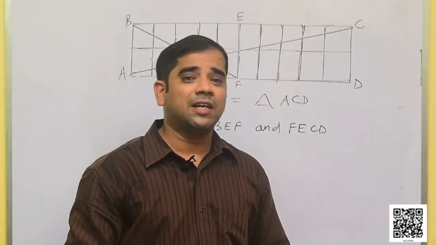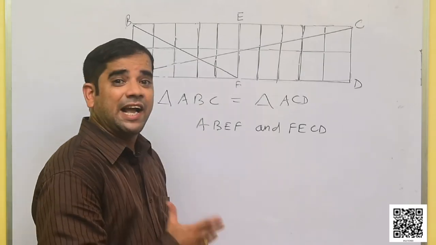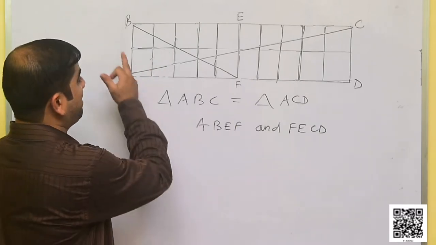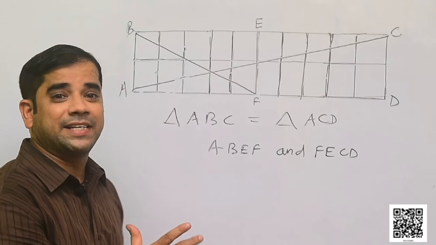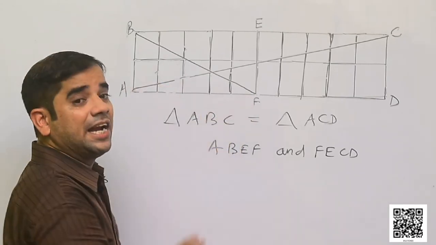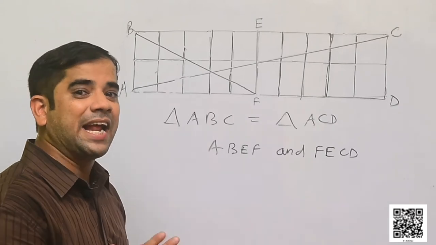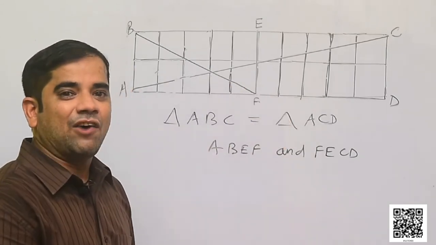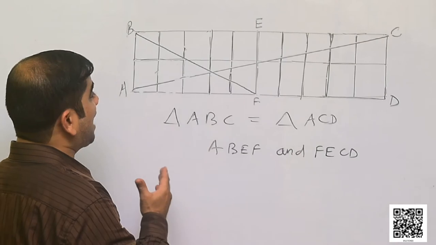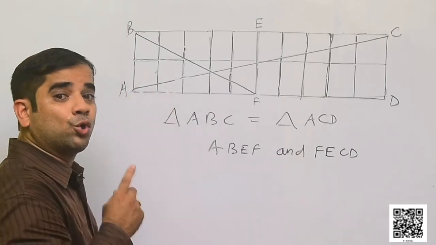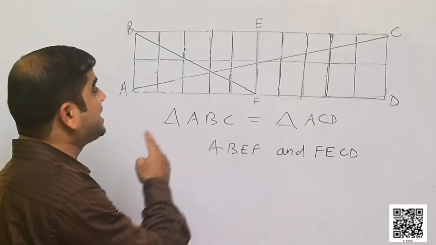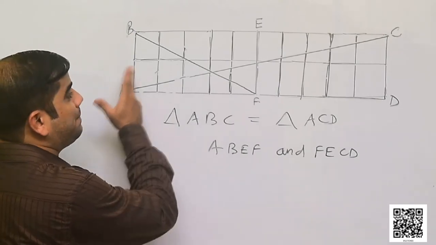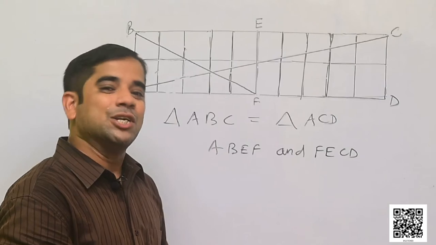Got it? So let us complete the task by finding out the area of the rectangle FECD and the equal triangles ABF and BFE. Previously, we divided the rectangle ABCD into two equal rectangles having 10 square centimeter of area. So, rectangle FECD has an area of 10 square centimeter. Again, we have divided rectangle ABEF into two equal triangles. So, each triangle will have an area of 5 square centimeter, because rectangle ABEF has an area of 10 square centimeter.